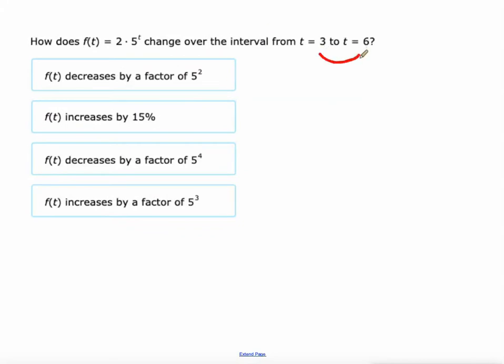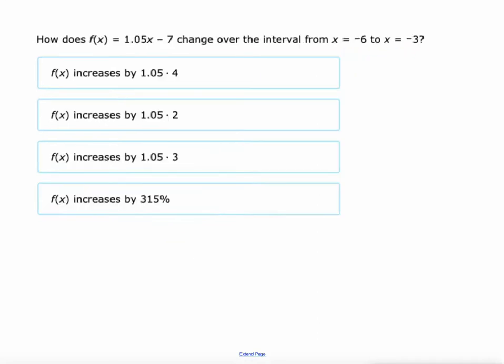All right, so we have this interval. It's an increase of 3. We've got this base, which is 5. If we just do 5 to the power of 3, that's our factor, which in this case is not even broken down into 125. It just says increases by a factor of 5 to the 3rd, and that's it. We're done.